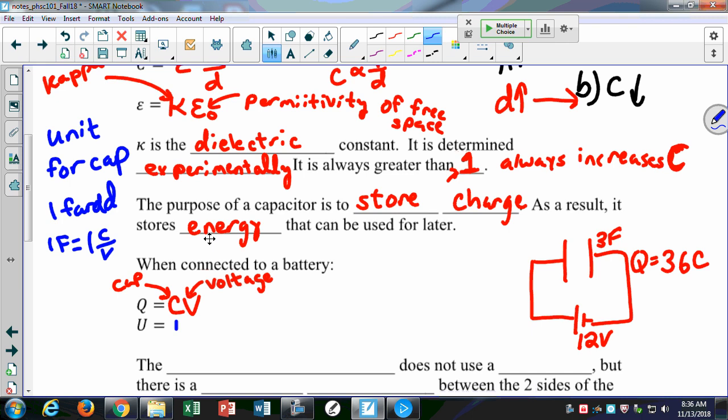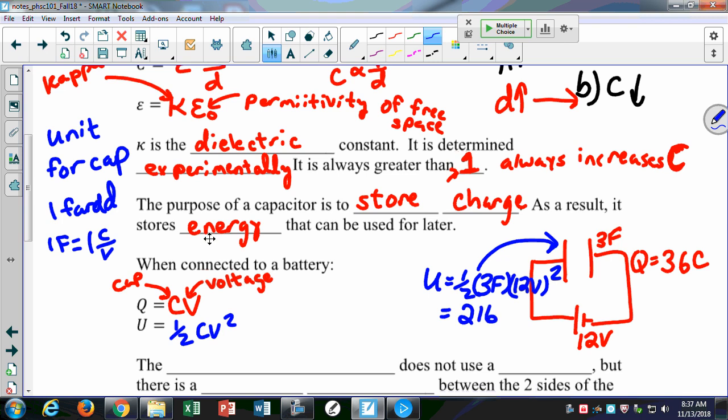And then the energy is equal to 1/2 CV squared. So if I wanted to find the potential energy stored on this capacitor, it would be 1/2 of 3 farads, that's C, times 12 volts squared. 3 times 144, what's that? 432, or 216 joules. That's the energy that's stored on that capacitor. Yeah, I think that's right.